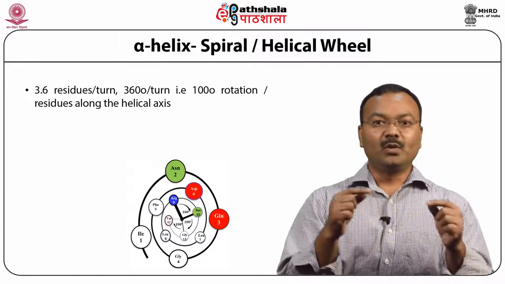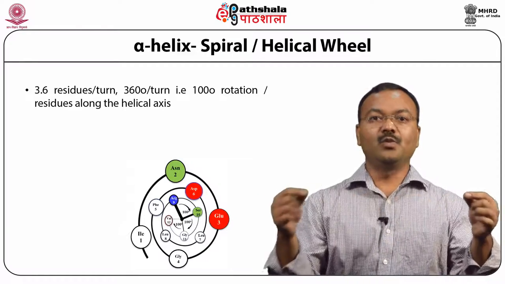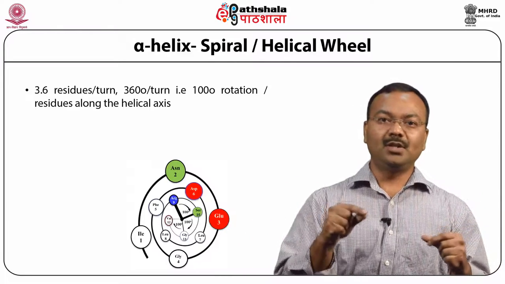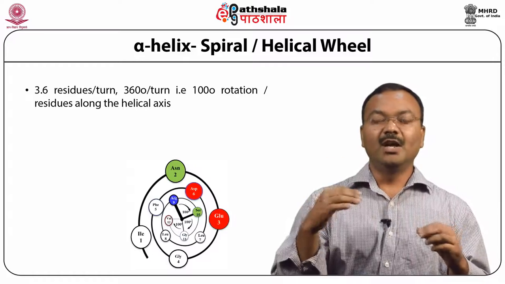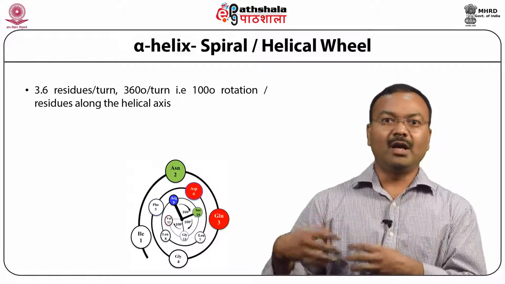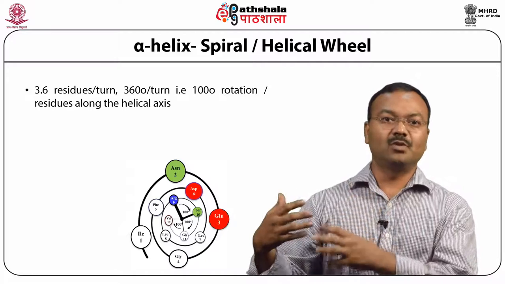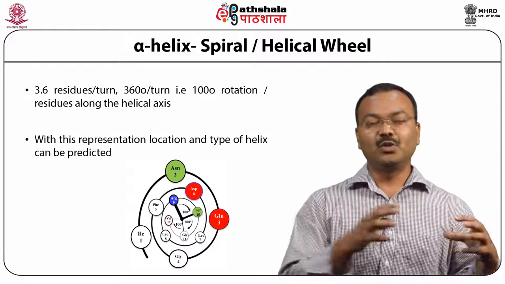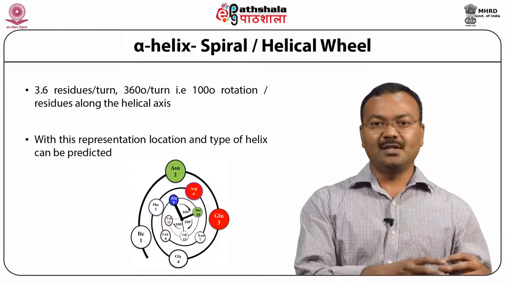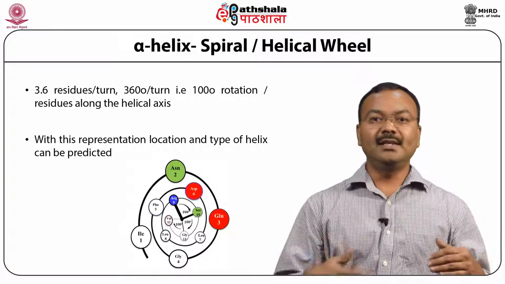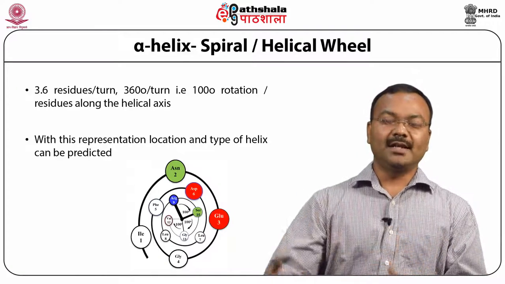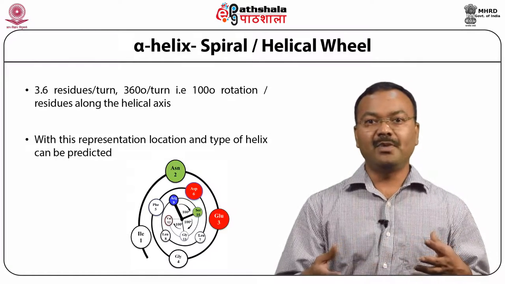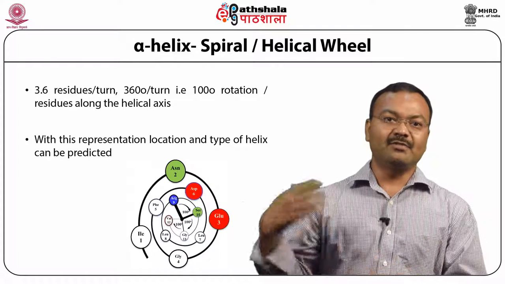So while looking at the whole primary sequence, you may not be able to identify what kind of helix this will form. But once you put the amino acids in the spiral wheel, then you can guess where this alpha helix could be forming. So this will give a lot of information once you represent the amino acids in a spiral wheel form. You can easily identify where this helix can form, whether it is the core of the protein, or a transmembrane helix, or a helix on the surface of the protein structure.